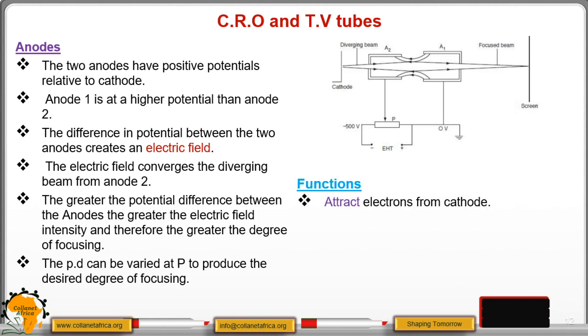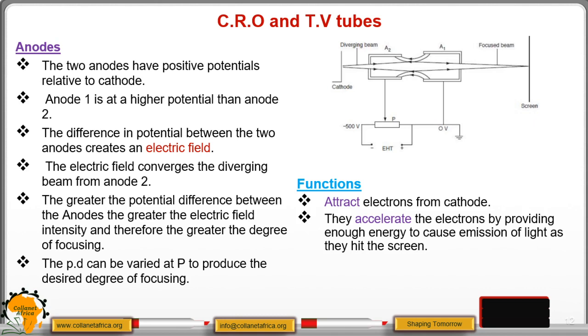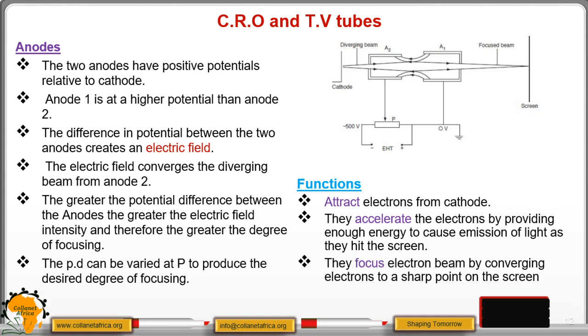Then the functions we have: 1, the anode is positively charged and therefore it attracts the electrons from the cathode. Number 2, it accelerates the electrons by providing enough energy to cause the emission of light as they hit the screen. Number 3, they focus the electrons so that what reaches the screen is just a point, a bright spot, because the anodes are able to converge and focus them to a point on the screen.